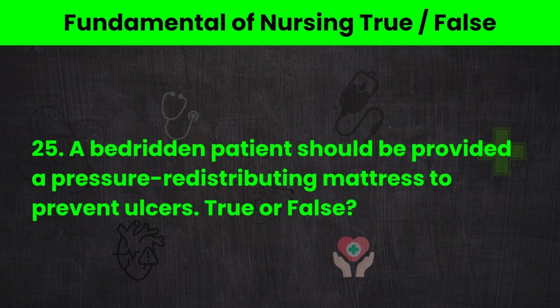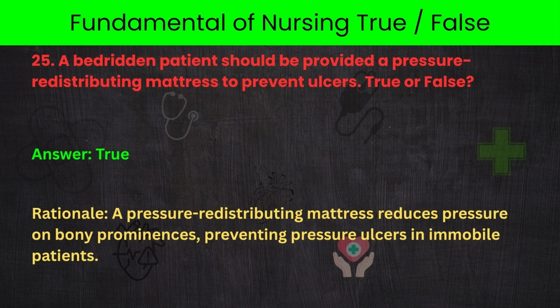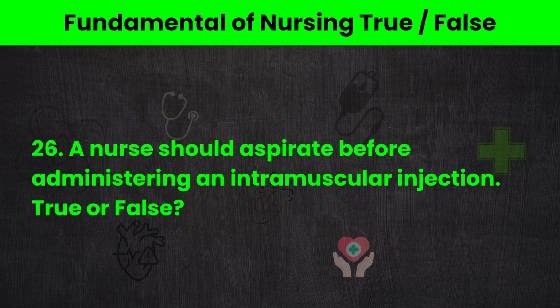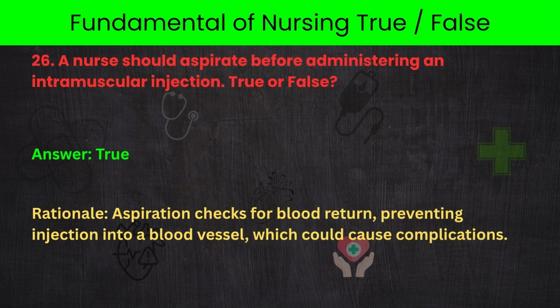25. A bedridden patient should be provided a pressure redistributing mattress to prevent ulcers. True or false? Answer: true. Rationale: a pressure redistributing mattress reduces pressure on bony prominences, preventing pressure ulcers in immobile patients. 26. A nurse should aspirate before administering an intramuscular injection. True or false? Answer: true. Rationale: aspiration checks for blood return, preventing injection into a blood vessel, which could cause complications.